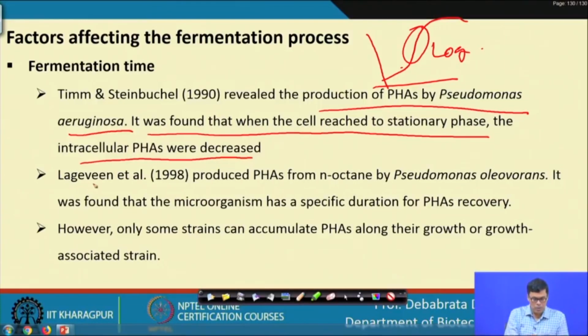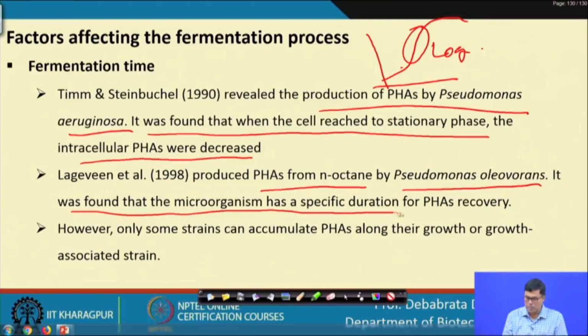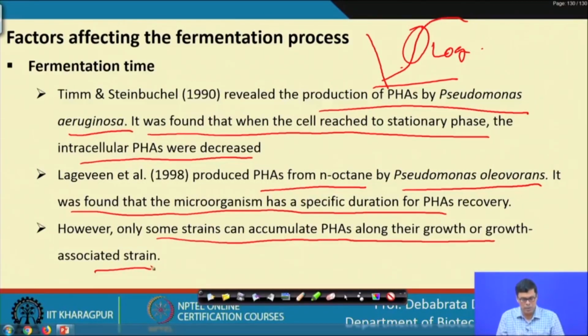Now Lageveen et al. in 1998 produced PHA from n-octane by Pseudomonas oleovorans, and it was found that the microorganism has a specific duration of PHA recovery. However, only some strains accumulate PHA along with growth as a growth associated product, because when the cell grows, we find the cell mass comprises this PHA itself.